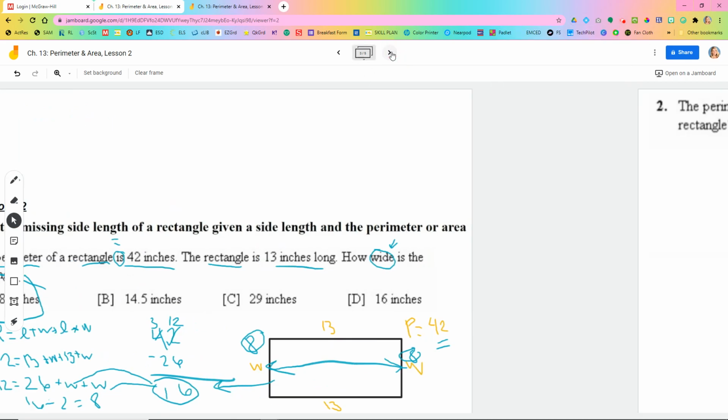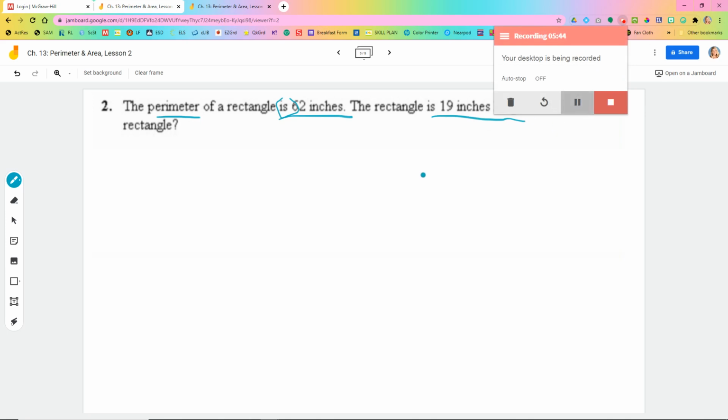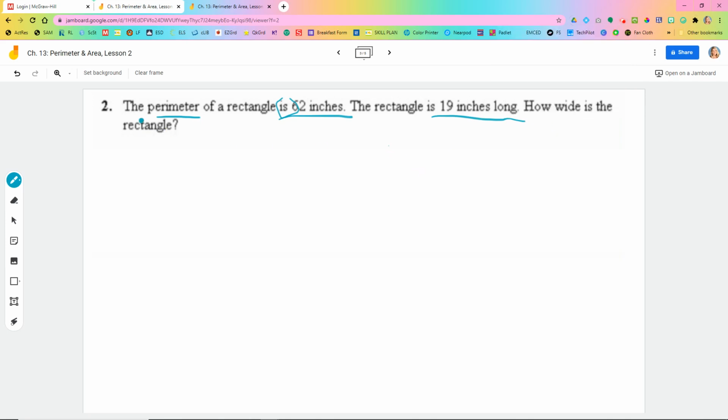Okay, so let's take a look at the next question. The perimeter of a rectangle is 62 inches. The rectangle is 19 inches long. This one says the perimeter of a rectangle is 62 inches. The rectangle is 19 inches long. How wide is the rectangle?